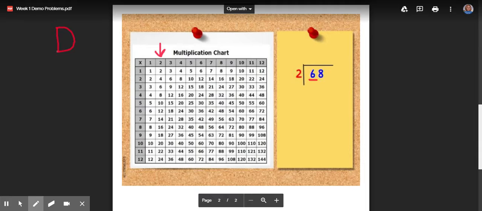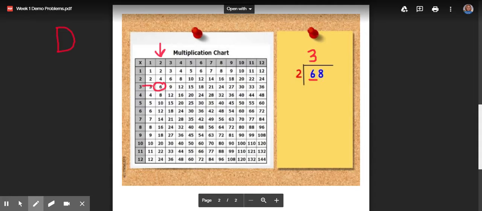If I'm not sure what 2 times something is close to 6 without being bigger than 6, I'm going to look down my 2 column and I see 6 exactly. 6 is my target number because that's what I'm dividing into. 2 times what is close to 6? 3. So that 3 will get recorded directly above the 6.